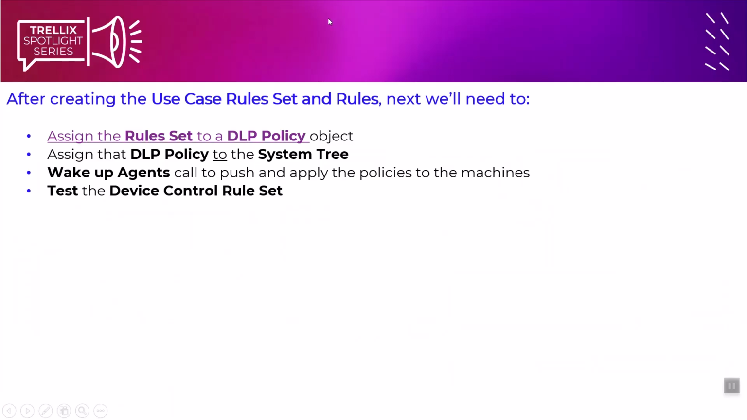So again, after creating our rule set, the next thing we need to do is assign the rule set to a DLP policy object, right? Which will then be mapped to a group in the system tree. We'll follow up with a wake up agents to push the policies and apply them to the endpoint machines. And then we'll test our device control rule sets. So cool, let's do that.